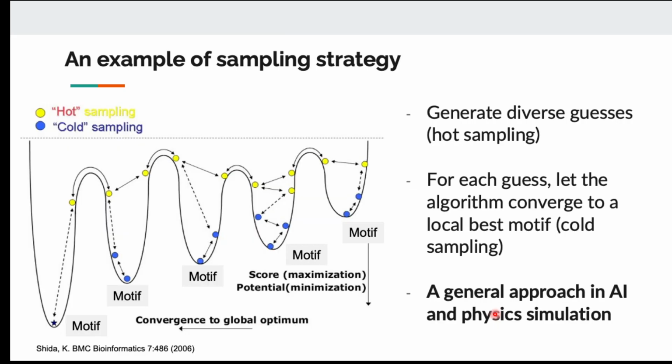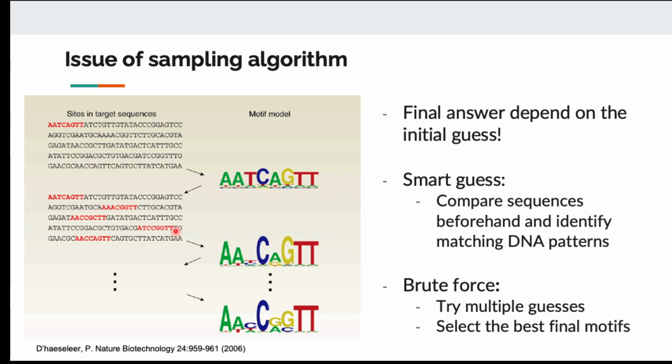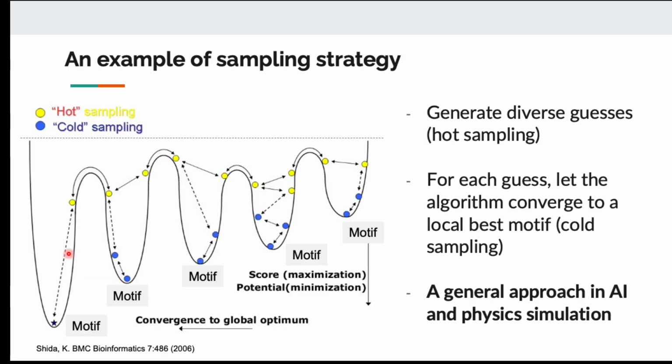So let me give you a diagram to illustrate this idea. Let's say the x-axis here is the space of DNA motifs. So different positions on the x-axis are different DNA patterns. The y-axis is how well that motif matches the sequences in our peaks. The lower the better.